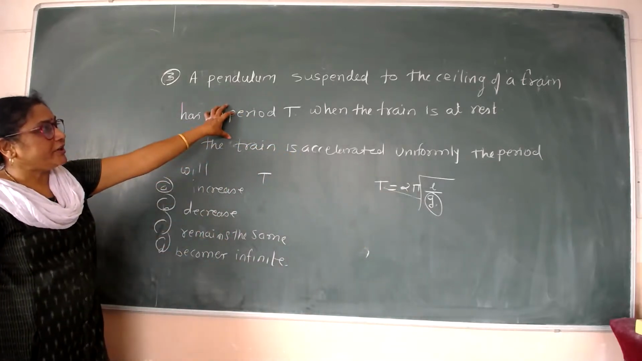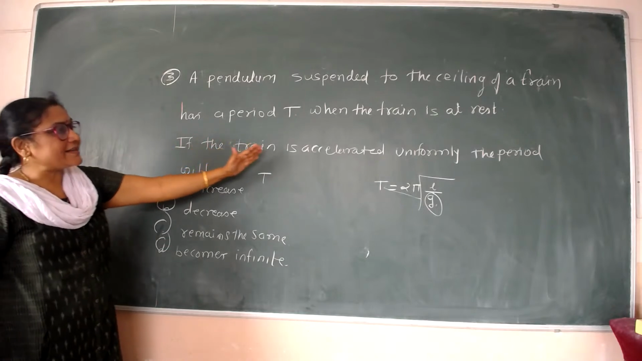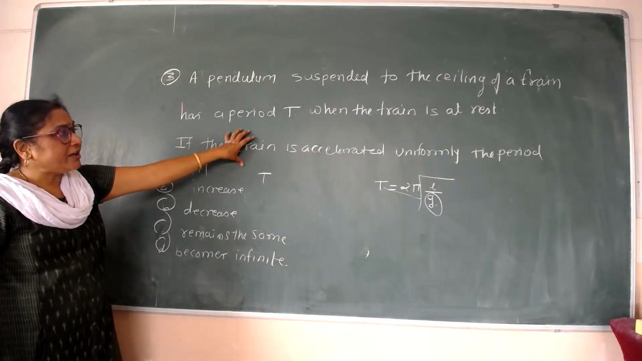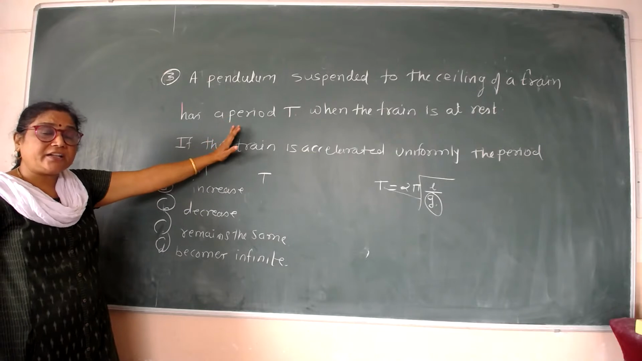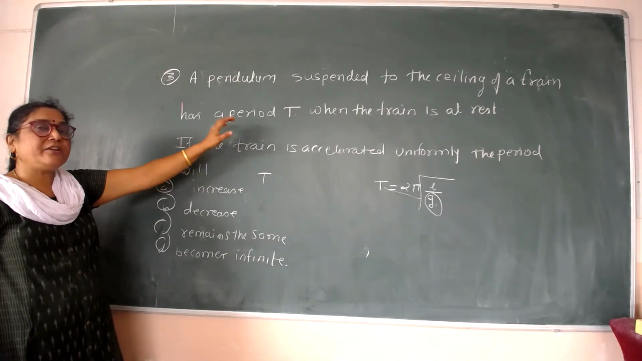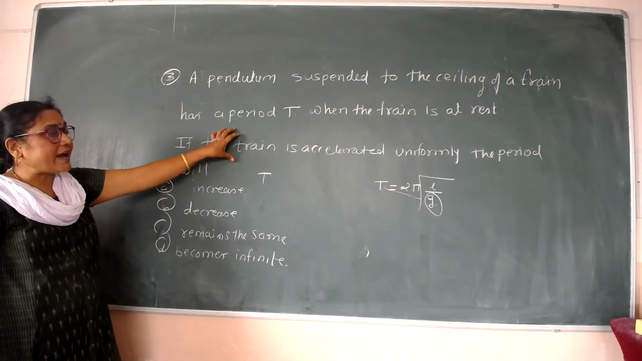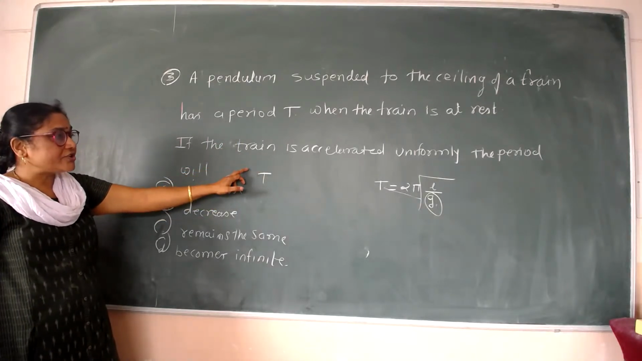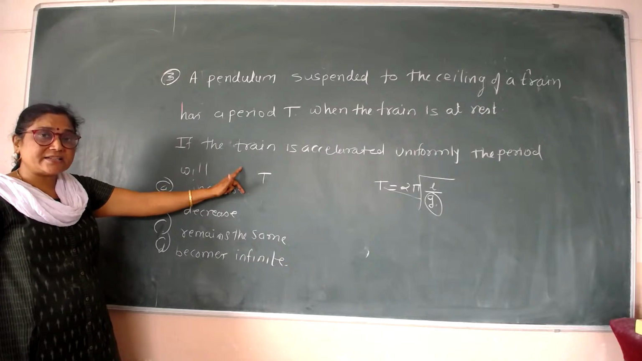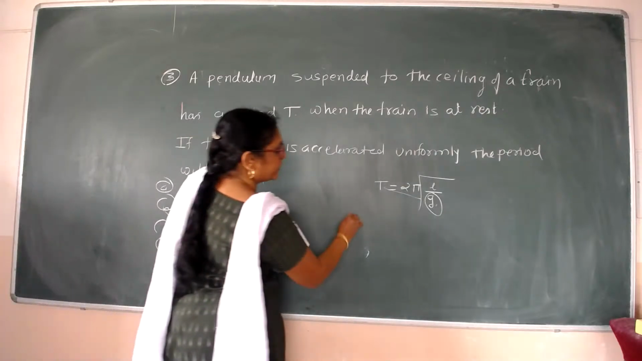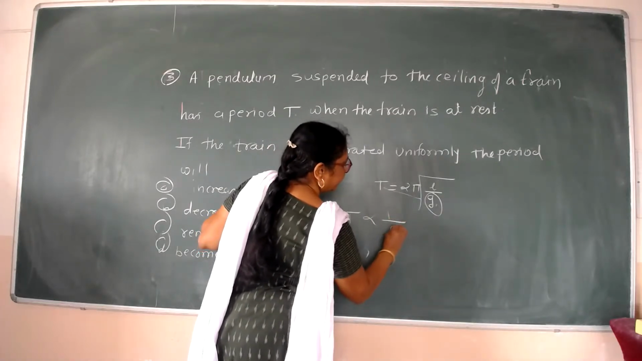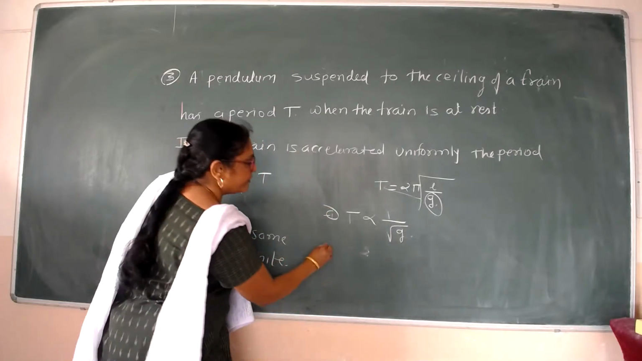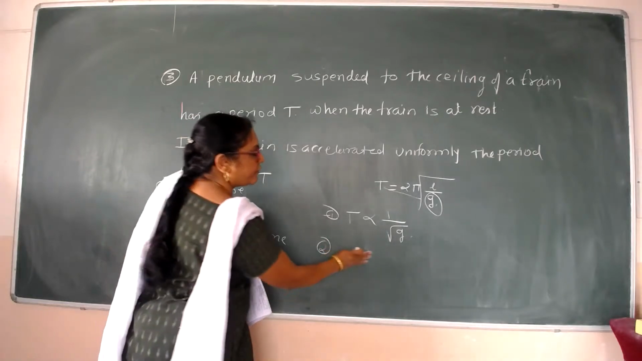The next point: if the train is accelerated uniformly, the period. After this, the train moves with acceleration, not at a uniform velocity. When the velocity is uniform, the acceleration is 0. But the train is accelerated, which means the acceleration is a. So what happens to the time period? Does it increase or decrease? Here, T is directly proportional to 1 divided by root of g. The first point is when the train is at rest, but in the second point, the train is accelerated with a uniform acceleration a.